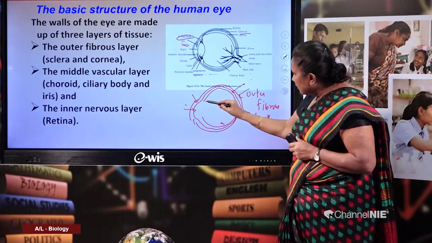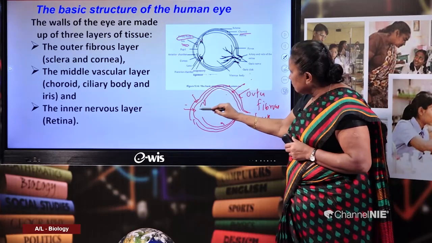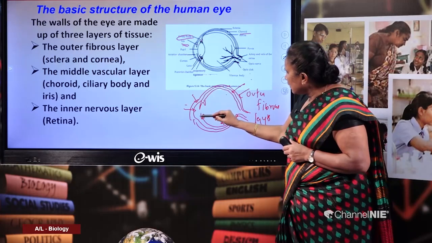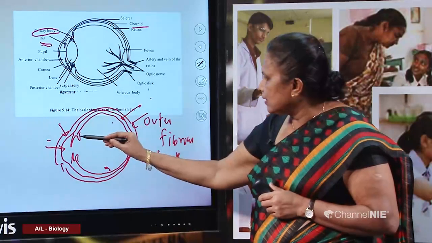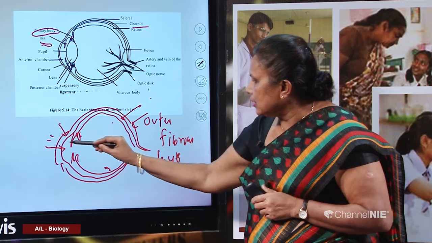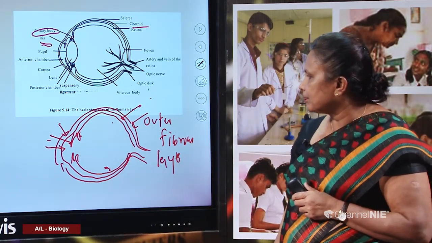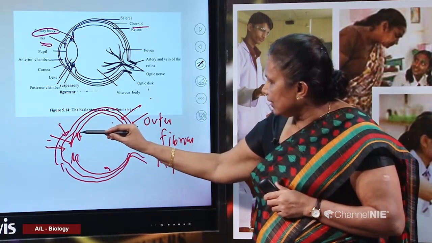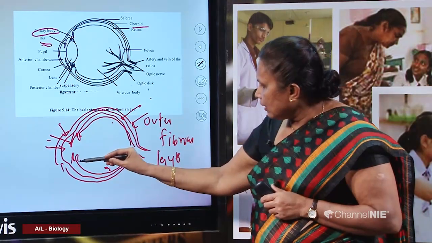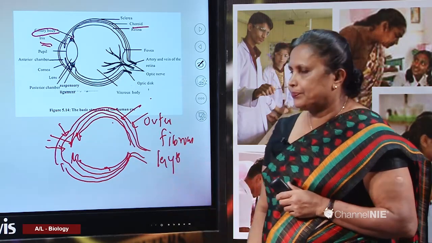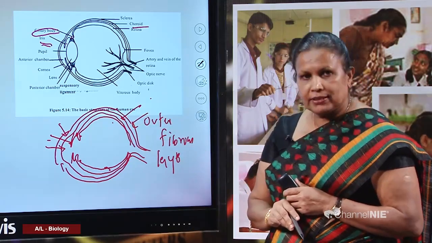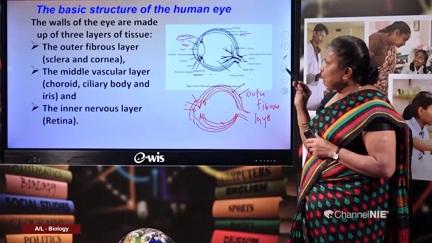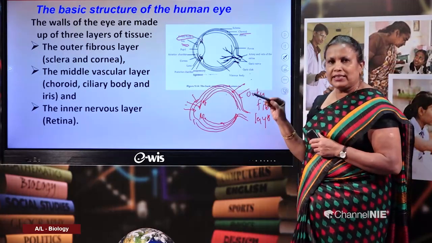So 3 areas are made from the middle vascular layer, which are named choroid, ciliary body and iris. Now if I draw this, this part is the ciliary body, and this is what we call the iris. Then behind this, there is another layer which is called the innermost layer, starting from this area and moving back. This layer is known as the nervous layer, which has the retina. These are the three basic layers found within the eye.